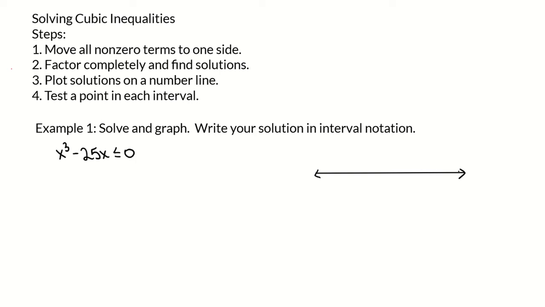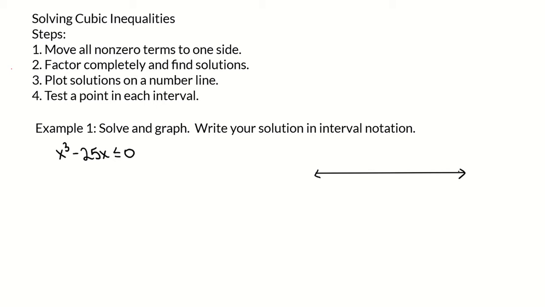The steps for solving cubic inequalities are very similar to solving quadratic inequalities. We move all non-zero terms to one side, then we factor completely and find solutions. Then we plot solutions on a number line and test a point in each interval. So example 1, solving graph x cubed minus 25x less than or equal to 0.